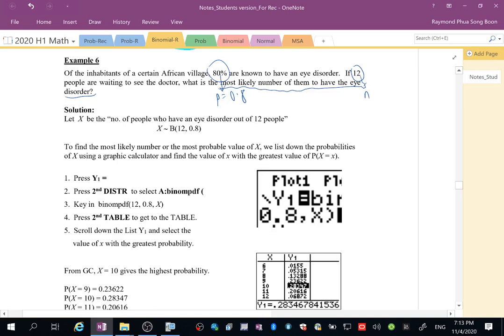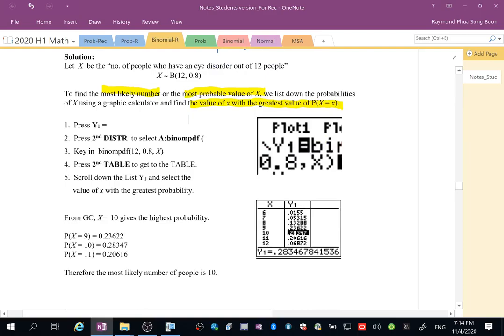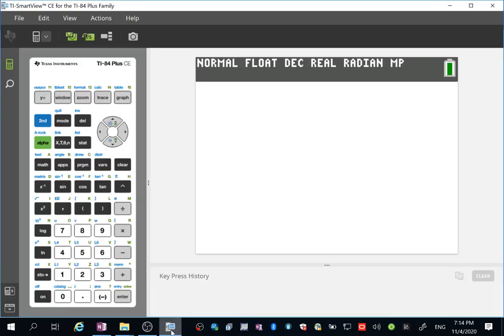So to find the most likely number of inhabitants to have the eye disorder out of those 12 people, that means we are finding the most likely number, meaning the most probable value of x, meaning the value of x with the highest probability, or the greatest value of probability x equals that particular value. So how are we going to use our GC to find this? So the GC steps are as listed here. Okay, so let's try it out.